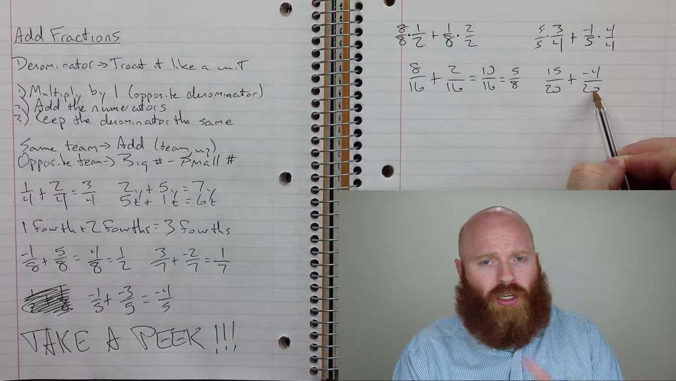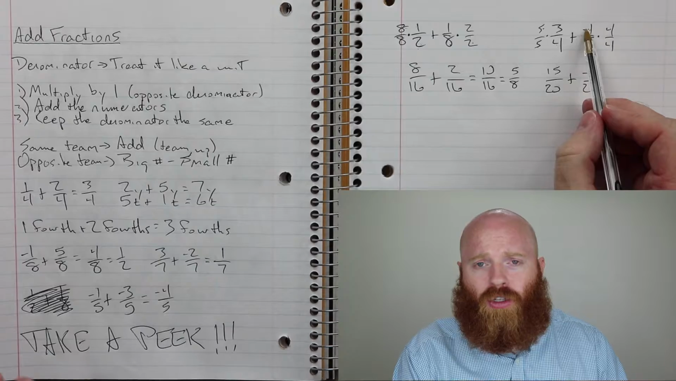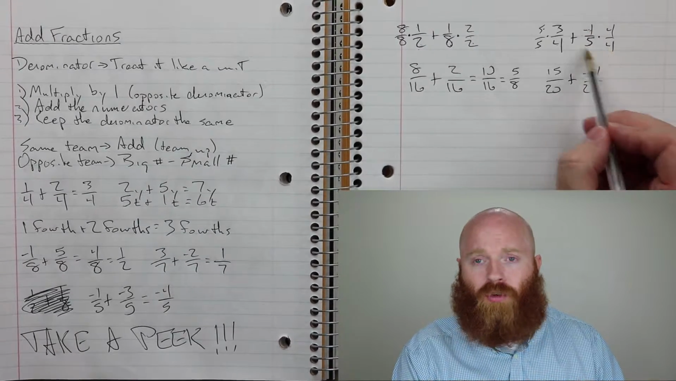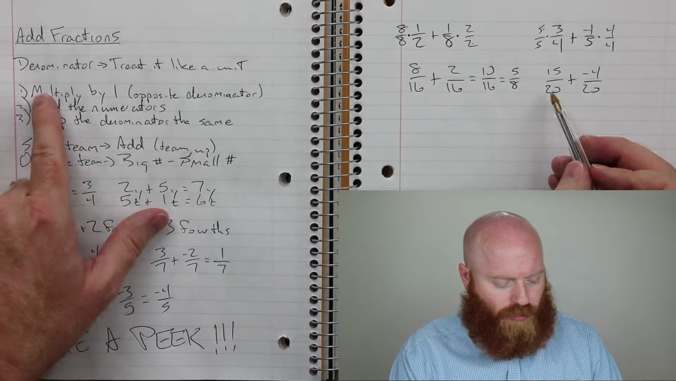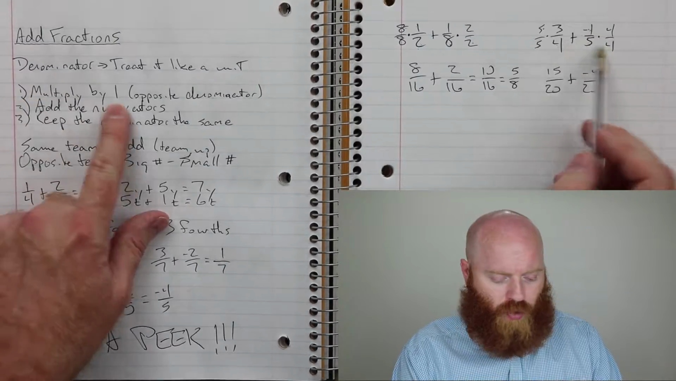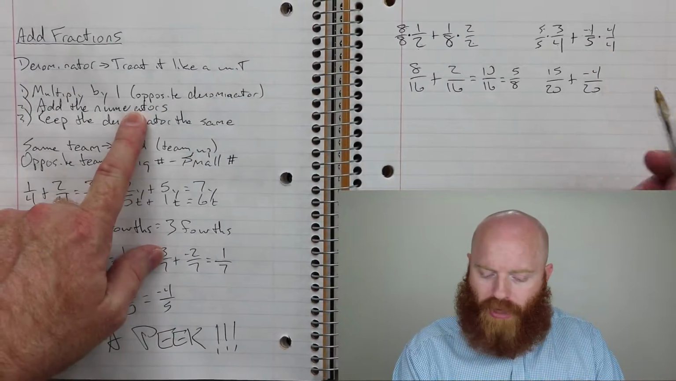That's why I got +20 and not -20. The negative is associated with the numerator and the positive with the denominator. Okay, now I have common denominators. So step 1 is done, multiplied by 1 using opposite denominators. Now I need to add the numerators.